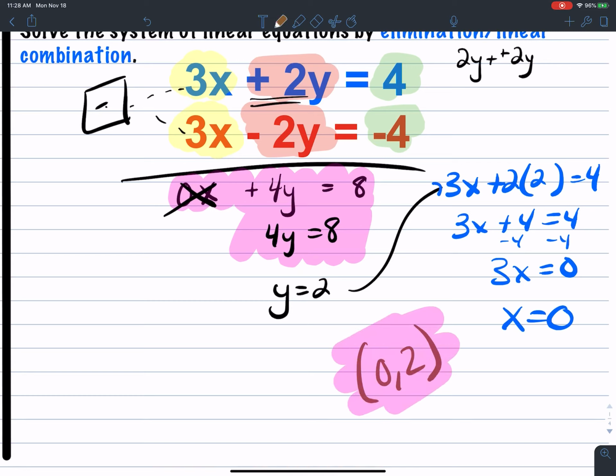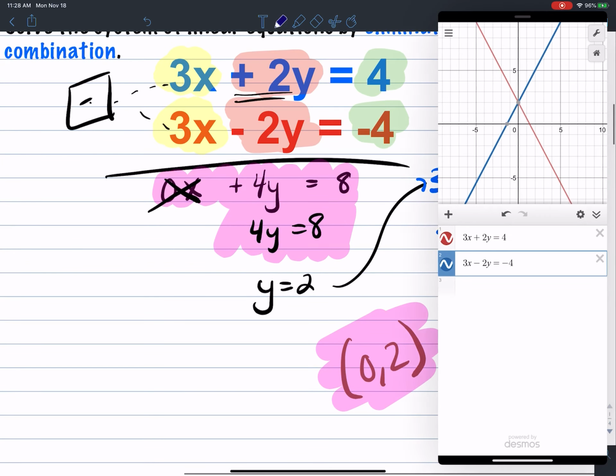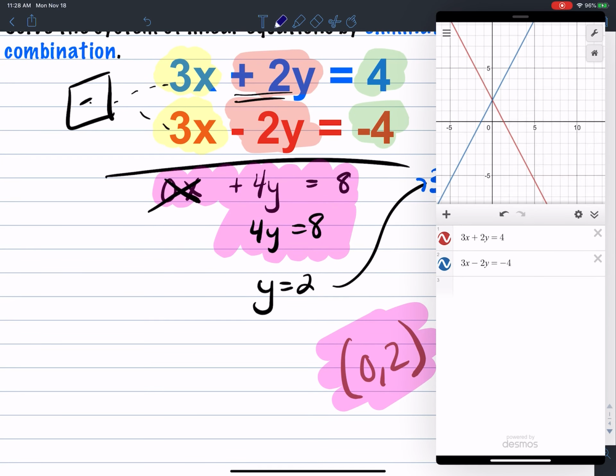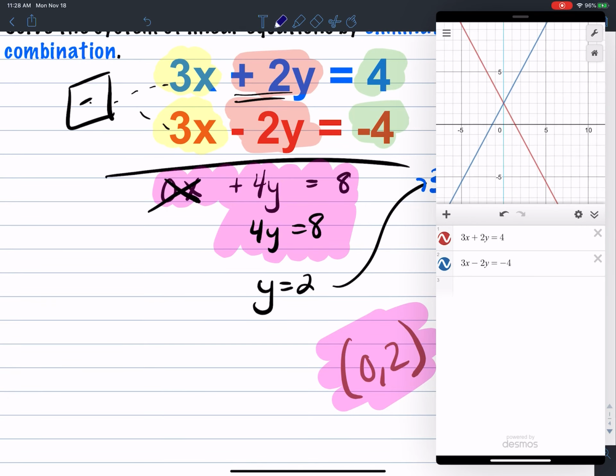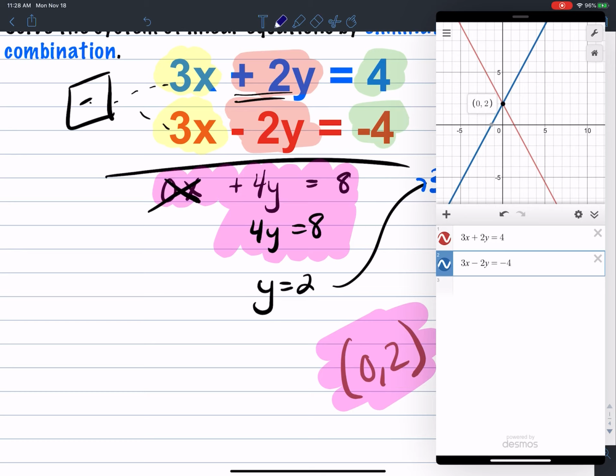Now, this is a method for solving systems of equations, so we can look at a graph to make sure that we're correct. So on the graph here, I do have the two lines prepared, 3x plus 2y equals 4, and 3x minus 2y equals negative 4. And when I see that they touch, the point of intersection is (0, 2). So again, just summarizing, we have another method to find the same answer.